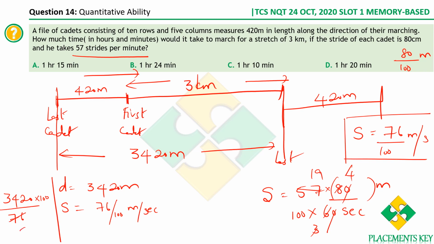So how much is the value? 19 fours are 76, 19 ones 19, and then you get 152, 19 eights 152. So it is 1800 by 4, 4 ones, 4 4 16, 4 5. Yes, so it is 4500 seconds.